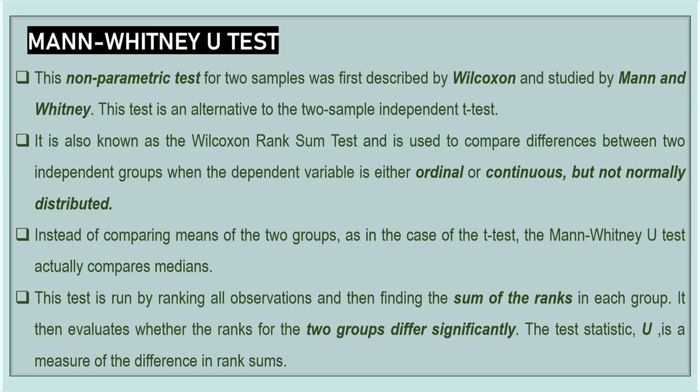This test is run by ranking all observations and then finding the sum of the ranks in each group. It then evaluates whether the ranks for the two groups differ significantly. The test statistic U is a measure of the difference in the rank sums.